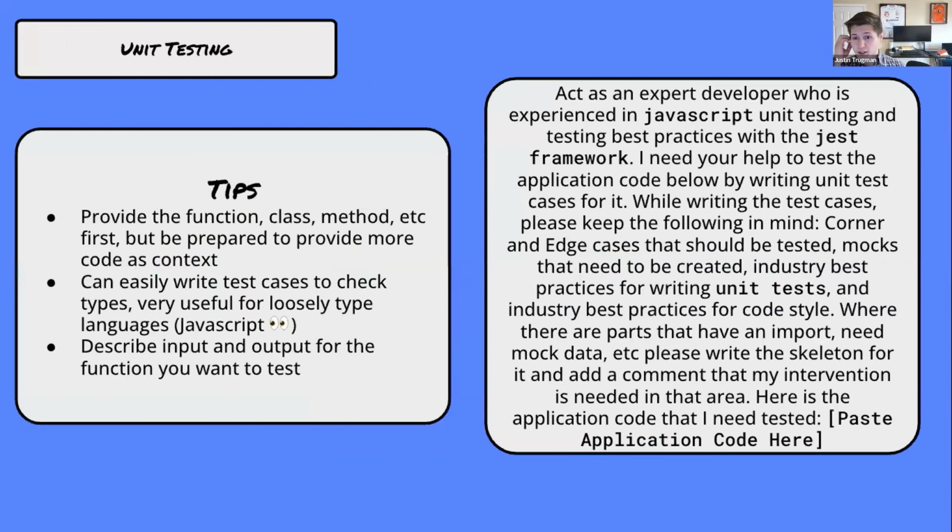So let's dive into unit testing. With unit testing, some general tips is provide the function, the class, the method as context, but be prepared to provide more code as context. Like the example I gave earlier, don't just copy and paste a function and say, hey, write a unit test for this. It's better to engineer your prompts to have something where you're telling the model to act as an expert in the field, as well as to look out for certain things when writing the test so that it keeps it in mind.